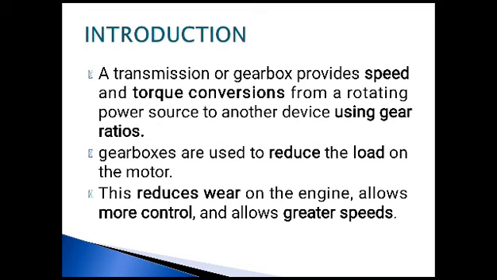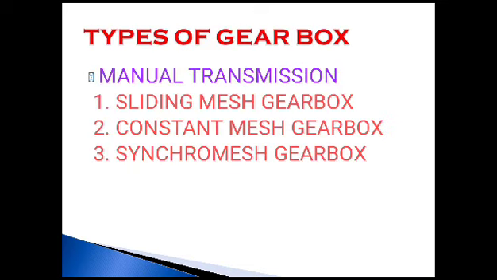A transmission or gearbox provides speed and torque conversion from a rotating power source to another device using gear ratios. Gearboxes are used to reduce the load on the motor, and they can also provide multiple varying speeds using a single input. This reduces wear on the engine and allows more control and greater, varying speeds. There are different types of gearbox: a sliding mesh gearbox, constant mesh gearbox, and synchro mesh gearbox.